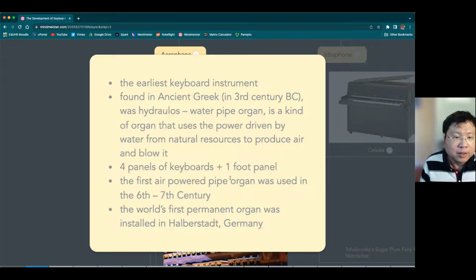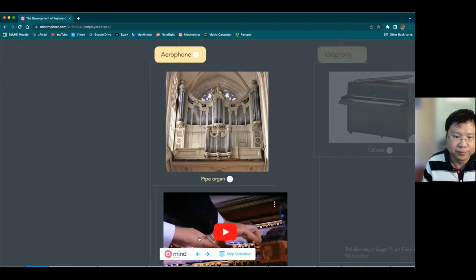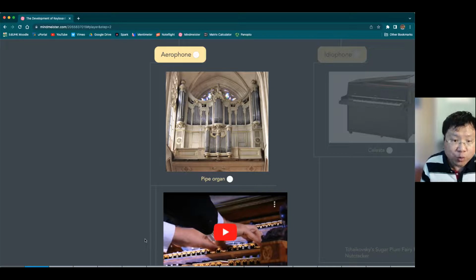The pipe organ contains 4 panels of keyboards plus 1 foot panel. The first air-powered pipe organ was used in the 6th to 7th century, and the first permanent organ was installed in Halberstadt in Germany. Many composers, such as Bach, composed music for the organ. I think you must be familiar with his Toccata and Fugue. So listen to it yourself.